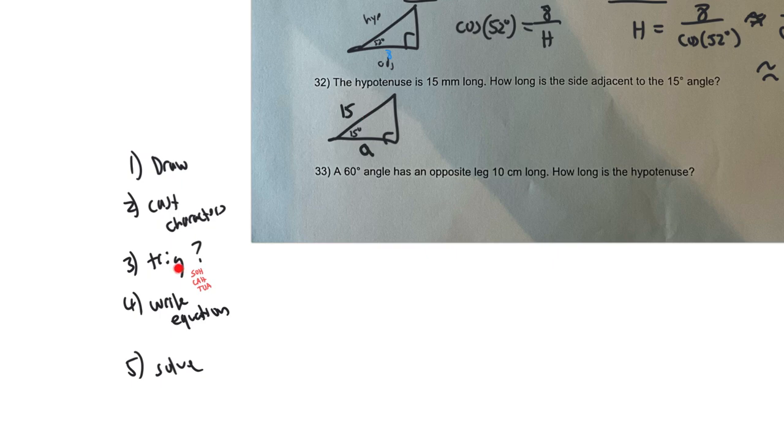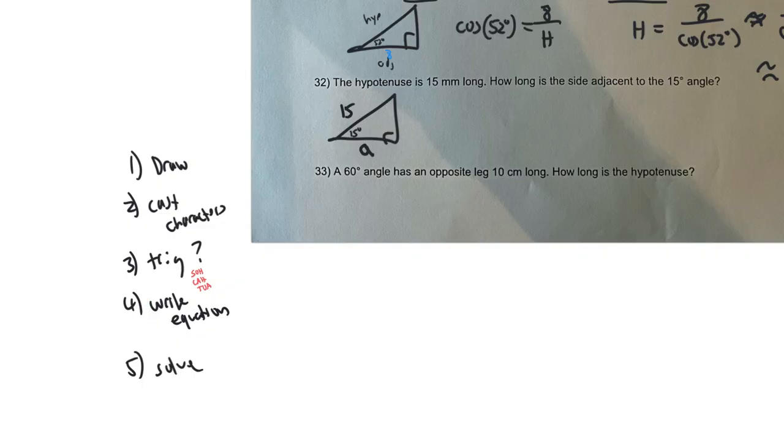Step number 3, pick your trig function. Is it going to be soh? Is it going to be cah? Or is it going to be toa? Well, since it's the adjacent and the hypotenuse, I feel like it's the same characters that we were just dealing with up here. So that's going to be cosine.